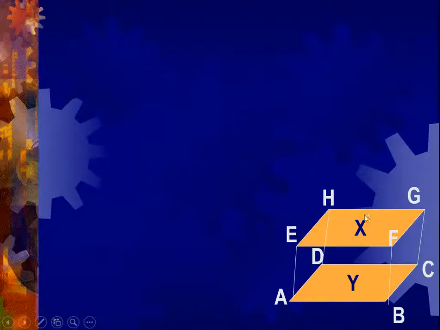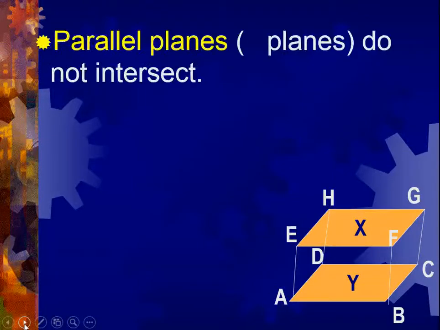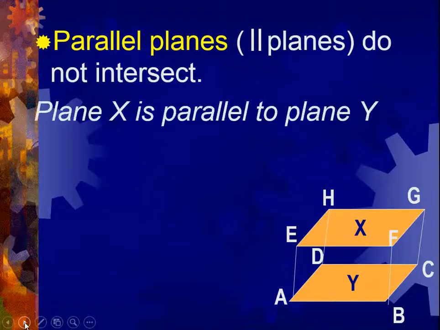We can also have parallel planes. Remember, a plane is a flat surface. So if we have this cube, the top would be plane X, the bottom would be plane Y. If they do not intersect each other, then we would call them parallel planes. Again, the same symbol as we had before. Know that symbol. So parallel planes are planes that do not intersect. Okay? So plane X, again, would be parallel to plane Y.